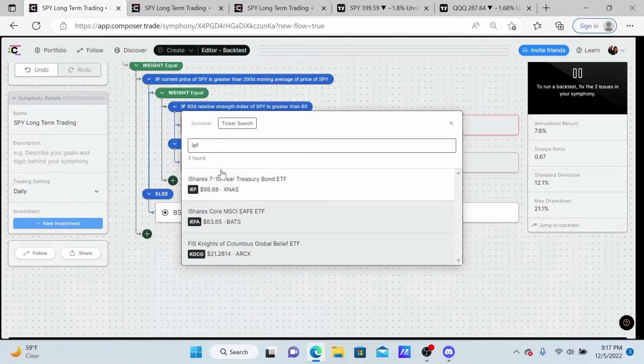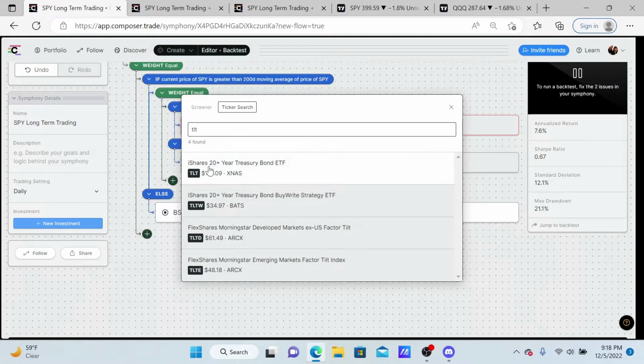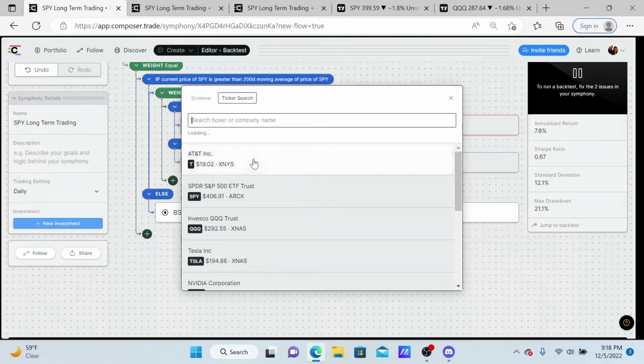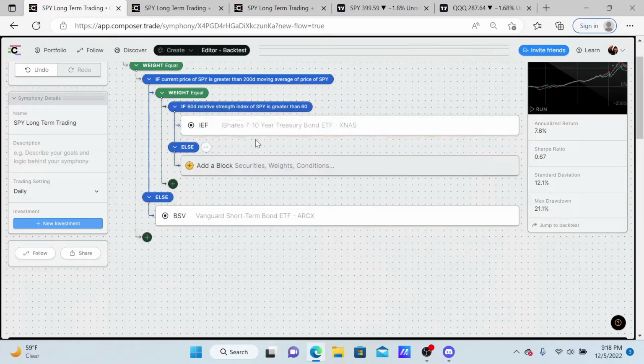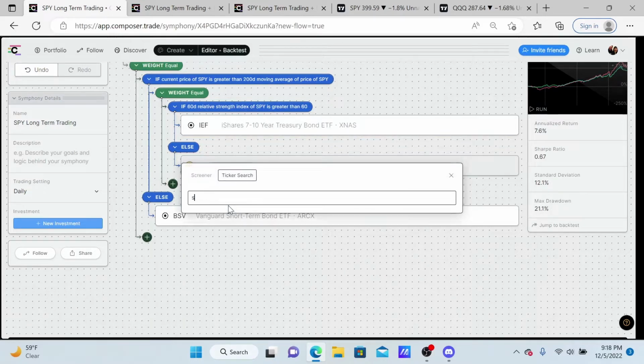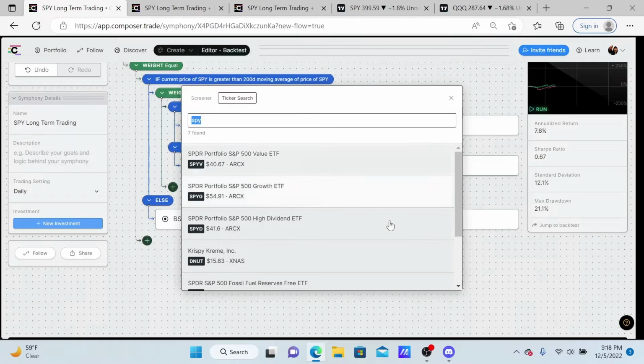You could do IEF or TLT, it doesn't really matter. They both perform relatively the same. Obviously, they're a little different, but IEF is a 7 to 10 year treasury bond, and TLT is a 20 plus year treasury bond. So I'll start with IEF, since it's a little bit shorter term. If that condition is met, we're going to sell SPY and move to IEF. If this condition is not met, we're going to stay in SPY. So I'll plug that in there.